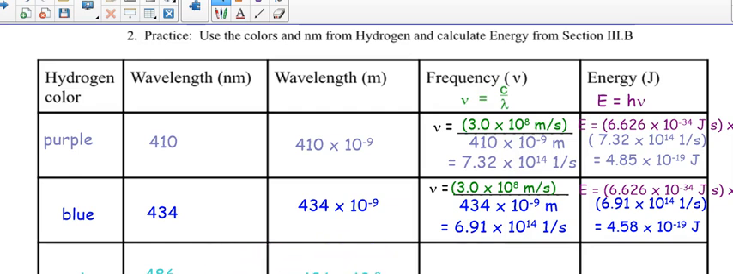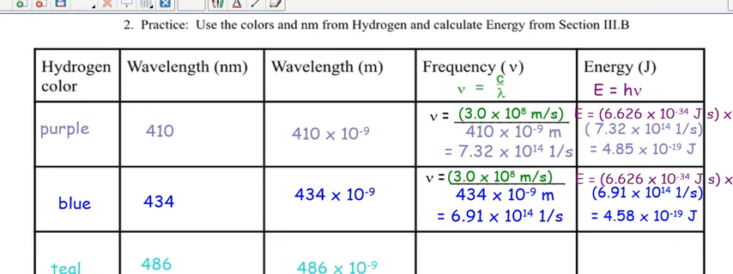All right, what about our teal? Let me scroll down just a little bit. There we go. So my teal color has a wavelength of 486. So how many meters is that going to be? Well, 486 times 10 to the negative ninth. So now what am I supposed to do? Hey, what's new? C over lambda. You're right. So here's my C, here's my lambda.